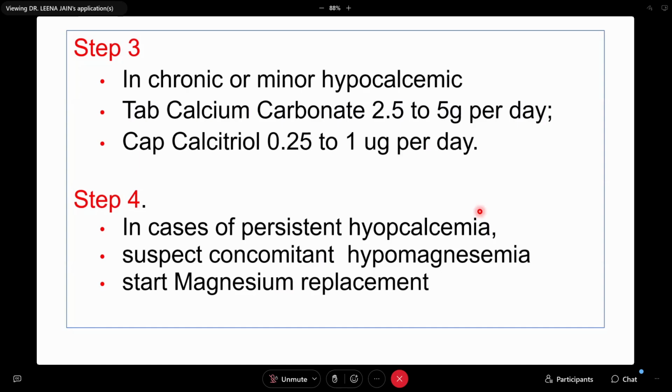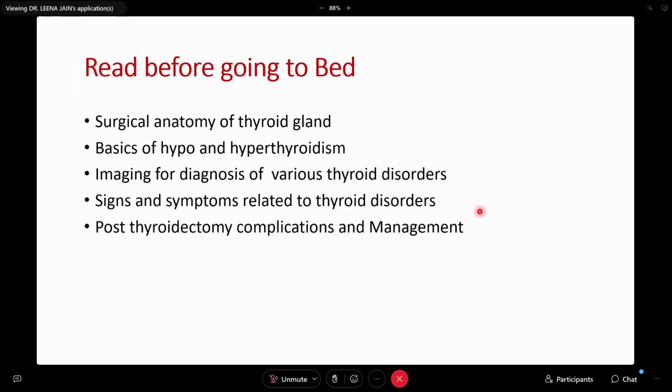When there is persistent hypocalcemia, and you are giving all these things and still the hypocalcemia is not coming under control, then you have to think of magnesium, because calcium and magnesium metabolism go together. For TSH activation and thyroid hormone secretion, magnesium is also important. So you have to start magnesium replacement also.